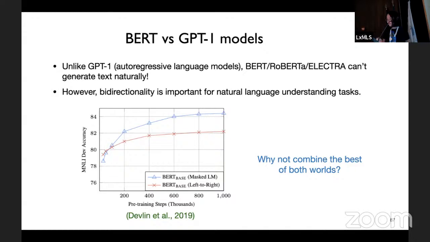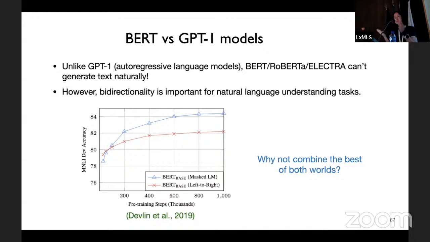Okay, so I'll move on. At that time, people basically reached a consensus that bidirectionality is still very important. But the BERT models can only work for natural language understanding tasks, because these models cannot really generate text naturally. It is an encoder model. You cannot use this model to decode, basically predict the next word.